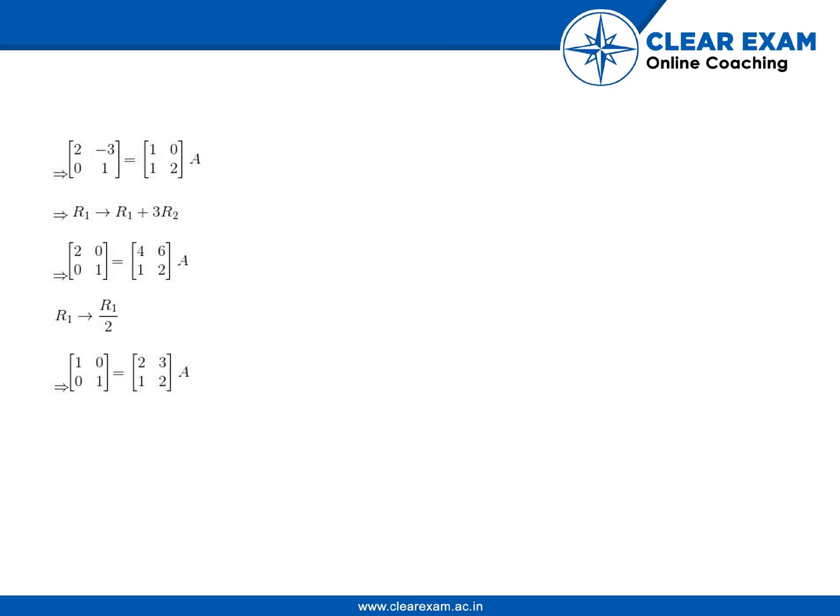Now dividing row 1 by 2, we get R1 is equal to R1 divided by 2. This implies [1, 0; 0, 1] is equal to [2, 3; 1, 2] into A. So the inverse of matrix A is A inverse is equal to [2, 3; 1, 2].